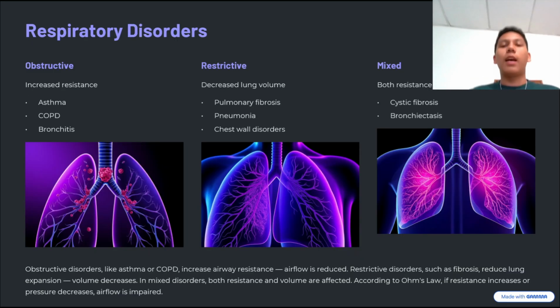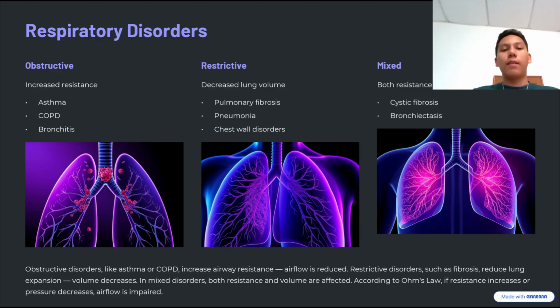In this case, we have respiratory disorders, which can be obstructive, which involve increased resistance, restrictive, which involve reduced lung volume, and mixed, which are both obstructive and restrictive.